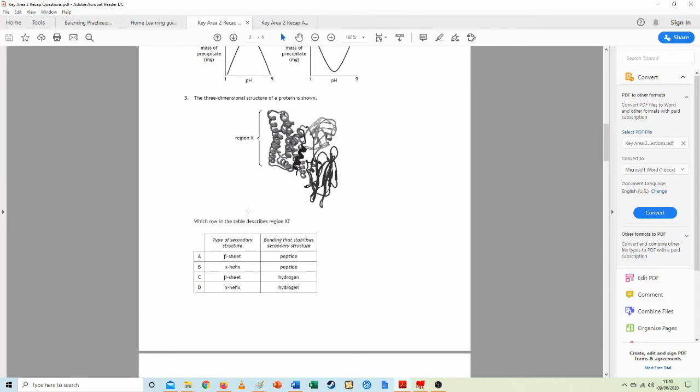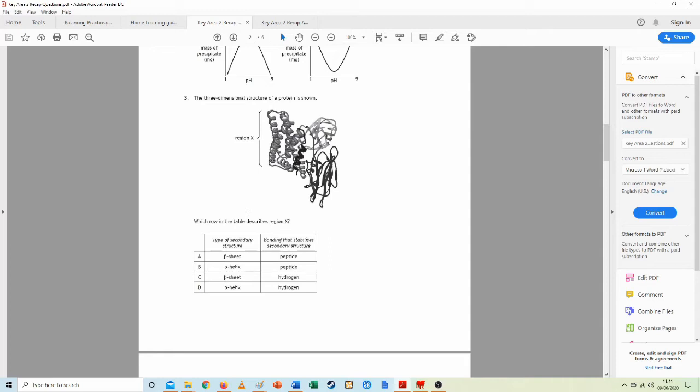So the three-dimensional structure here, that little section that is X should be an alpha helix, and that will be hydrogen bonding that stabilizes that structure. Remember, when you're talking about the primary structure, you'd be talking about the peptide bonds in the order. When you're talking about the secondary structure, you're really talking about hydrogen bonding, and you're not really worried about those peptide bonds.